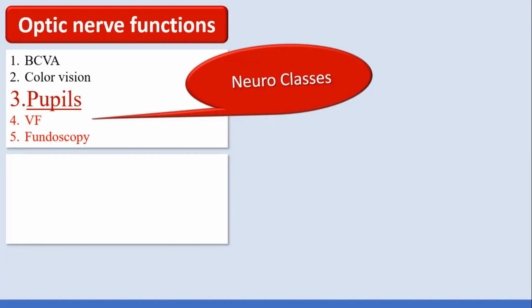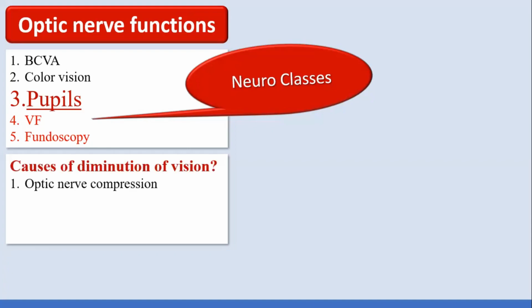What are the causes of diminution of vision? Can you mention some of the causes of diminution of vision in a case with orbital disorder? Okay, in a case of orbital disorder, maybe optic nerve compression, or corneal exposure keratitis, maybe choroidal folds. You mentioned the most important one. Thank you. So here the order is important.